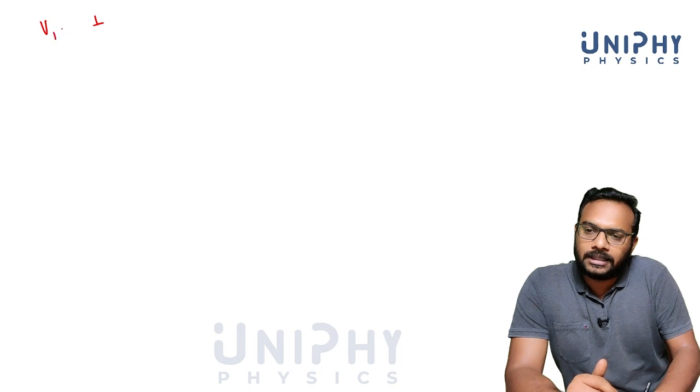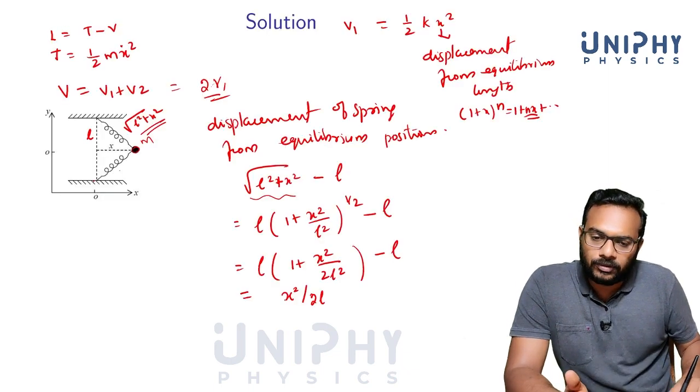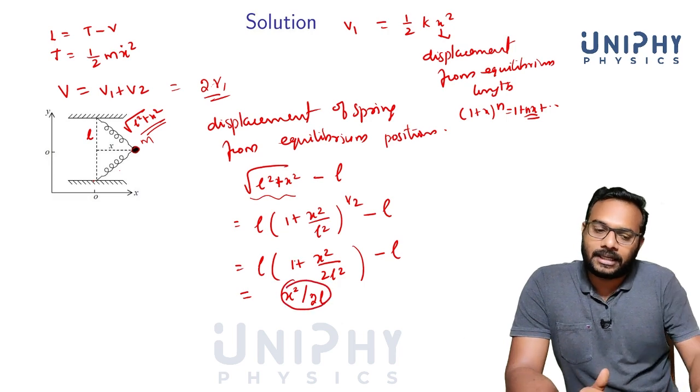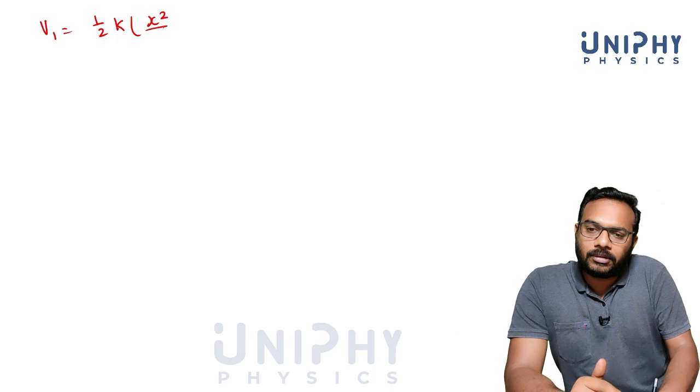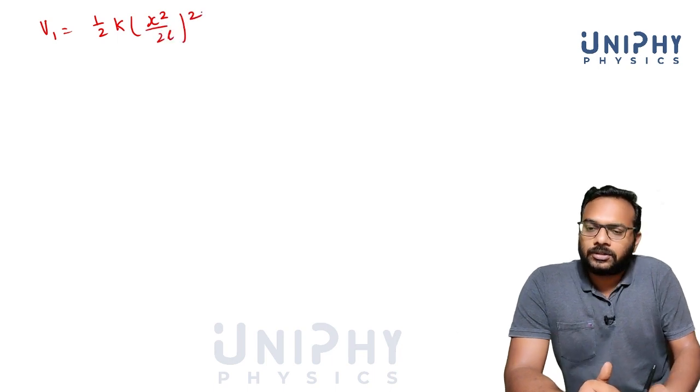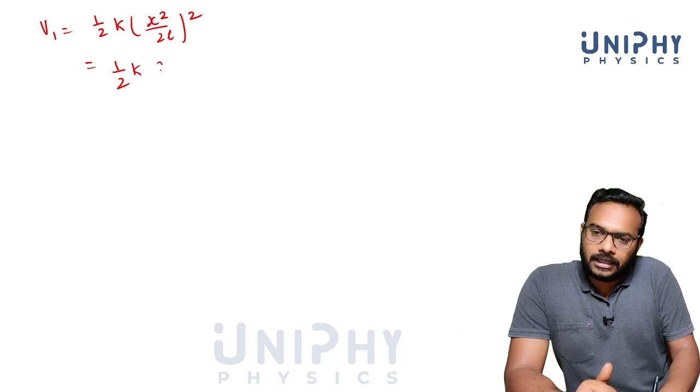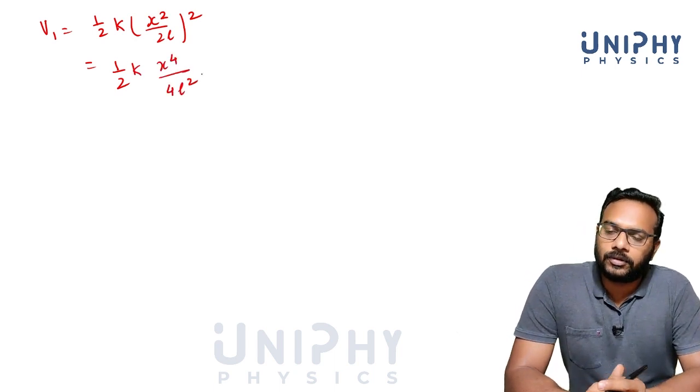Let's say V1 is equal to half K. And what's the displacement of the spring from equilibrium position? It's x squared divided by 2L. So we write that here, x squared divided by 2L square. So that's equal to half K x raised to 4 by 4L square.